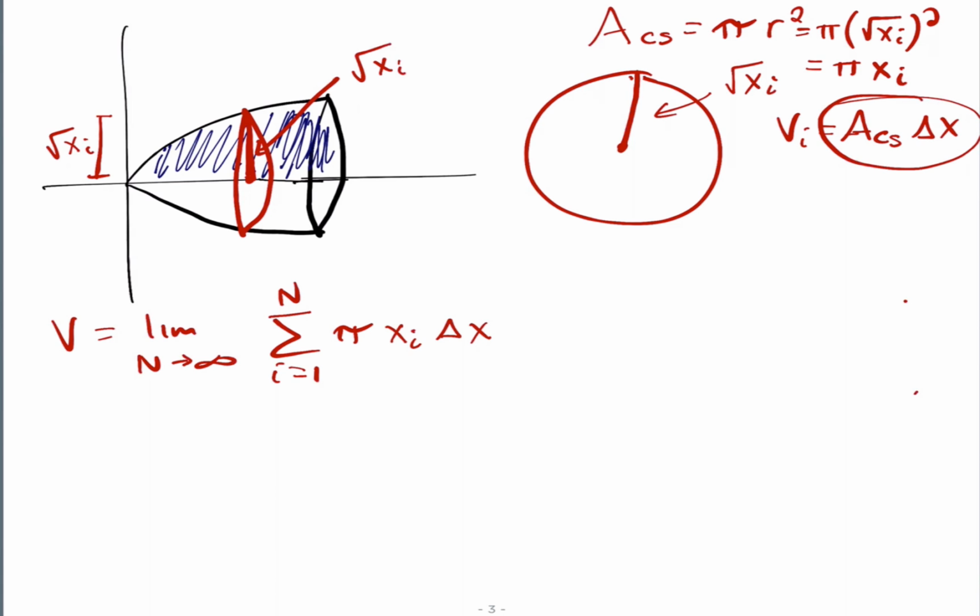Does that make sense? So see how this guy right here, the pi is there, right? This x sub i, what is that? Yeah, that's the f of x sub i squared that we had earlier, right?